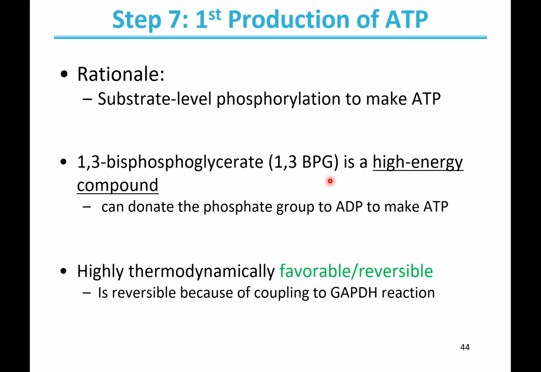It's one of the few compounds that's higher in energy than ATP. So it's one of the few compounds you can use to donate a phosphate group to ADP to make ATP. Okay, again, this is very favorable. It is, however, reversible, which is a little bit counterintuitive, being that it is such a negative delta G value. But the reason it's reversible is because it's coupled to the GAP-DH reaction, step 6. So because it's coupled to step 6, it makes this reversible.